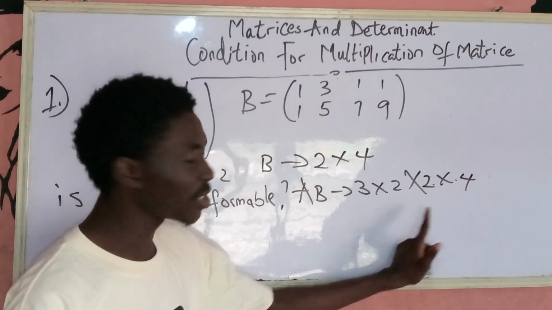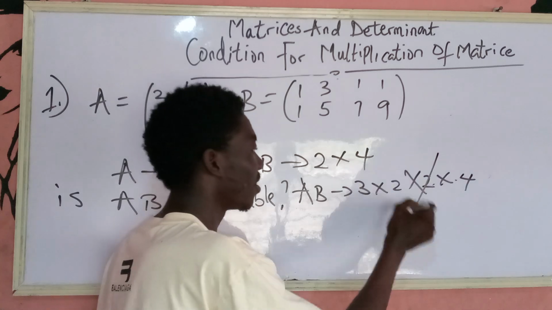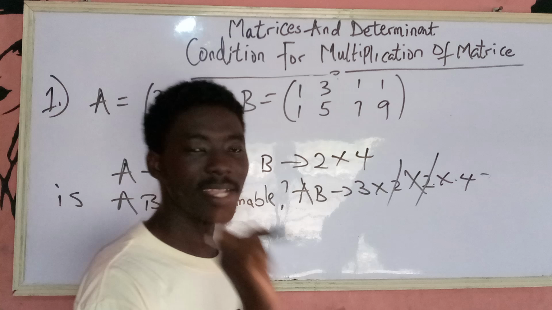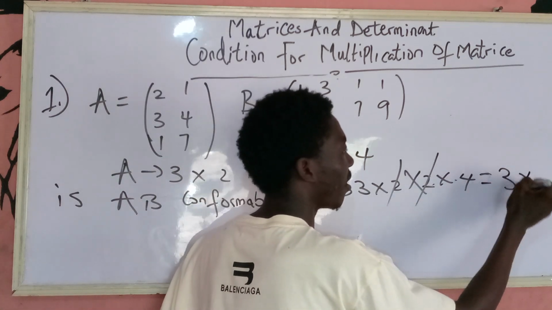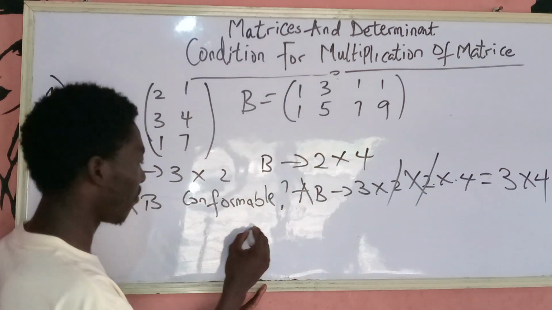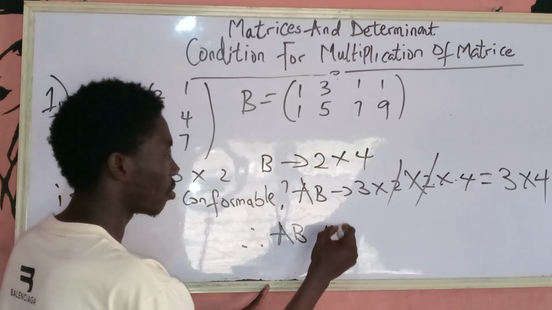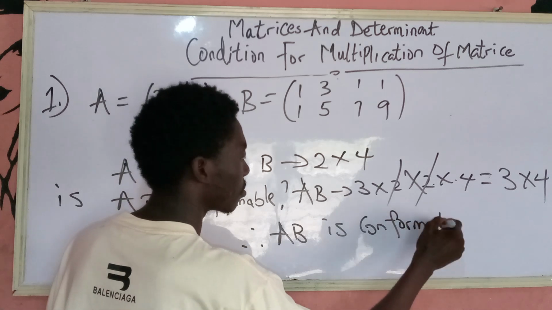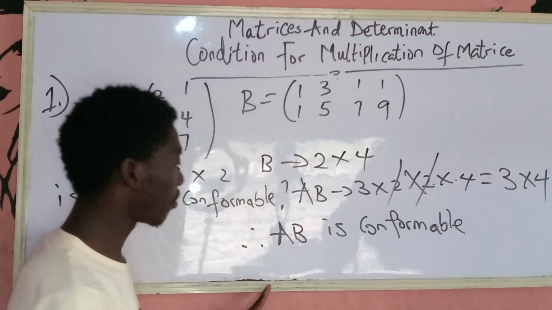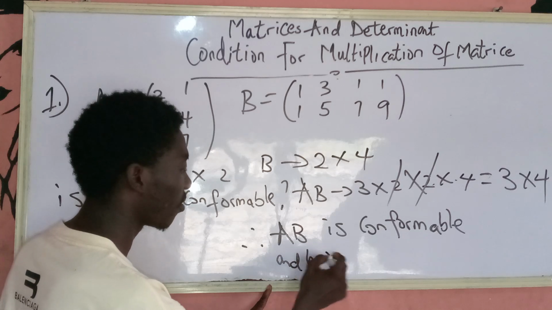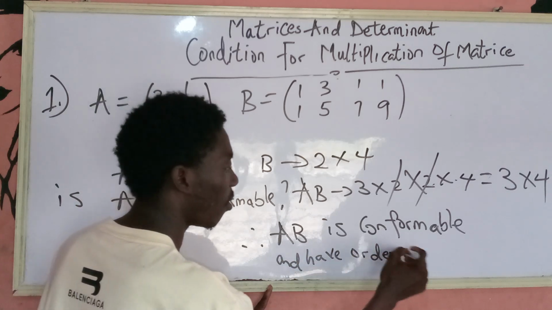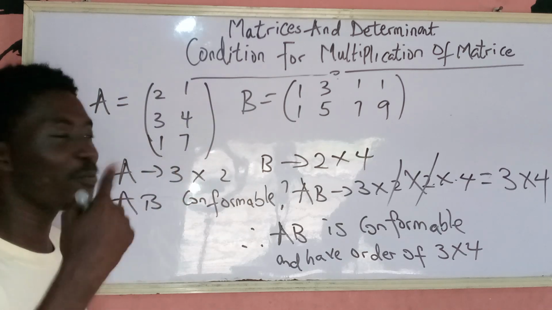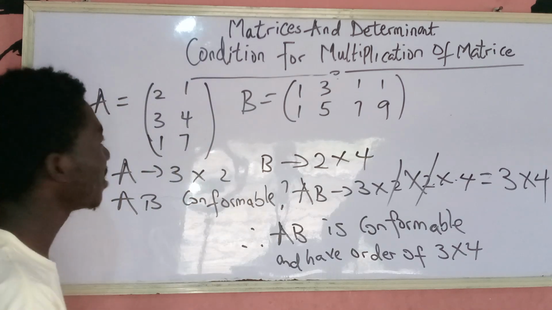Now, you can see 2 is equal to 2. 2 cancels out 2. Since they are equal to each other, then that means you have a new matrix of 3 by 4. Therefore, AB is conformable and has an order of 3 by 4. So that will be the order of the new matrix. So the new matrix will be 3 by 4. Let's take the last example.